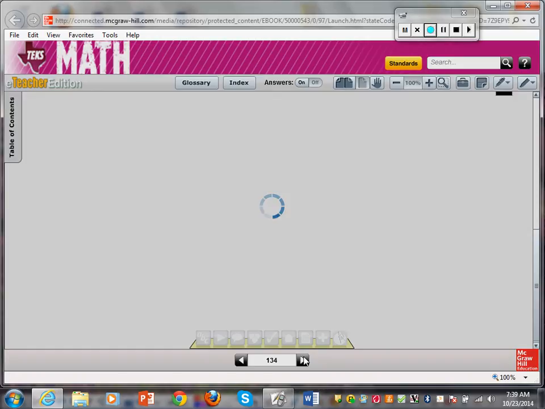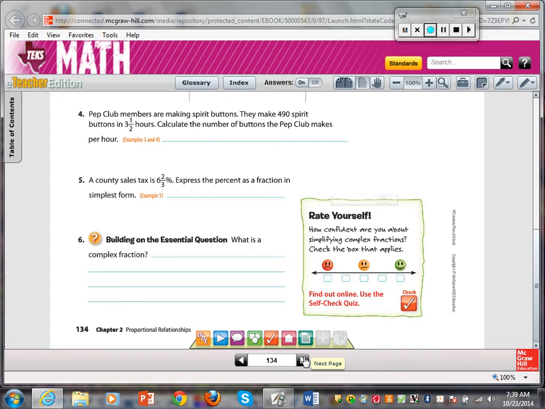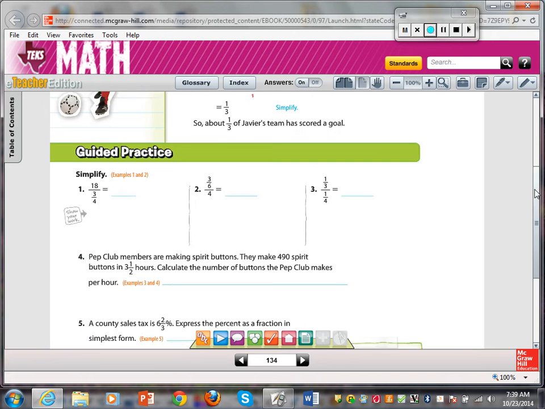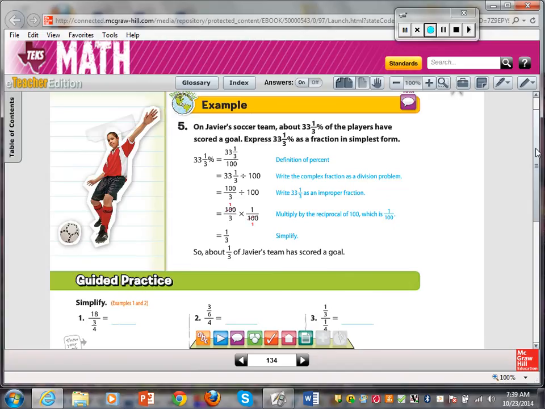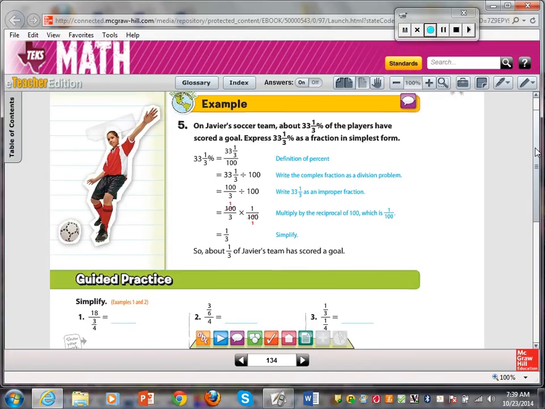Okay, hold on. Let me see if there's another example here to do. Yes, here's another example. Example number 5. On Javier's soccer team, about 33 1/3%, so here's something new, percent of the players have scored a goal. Express 33 and 1/3% as a fraction in simplest form.